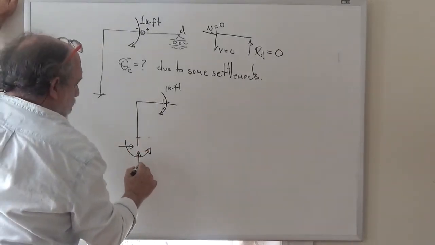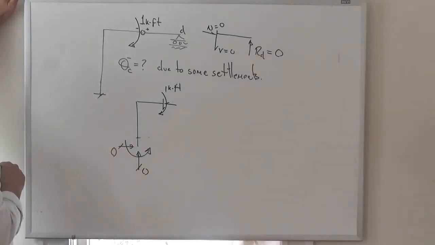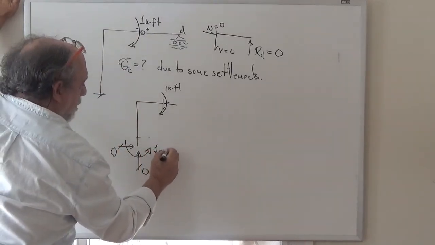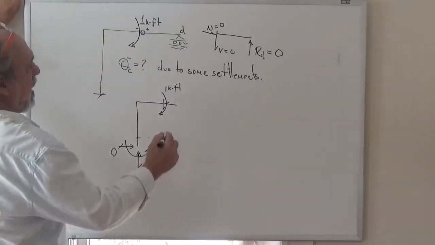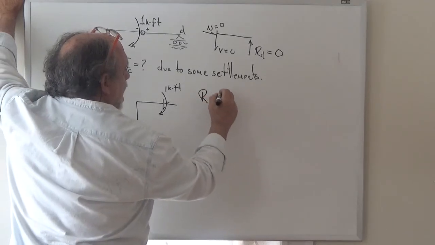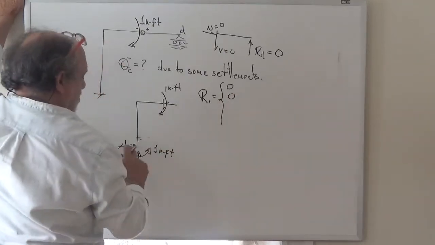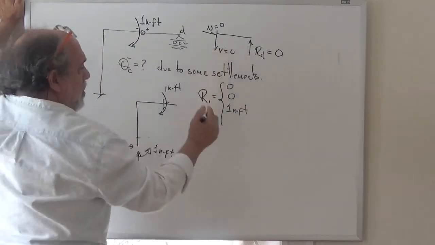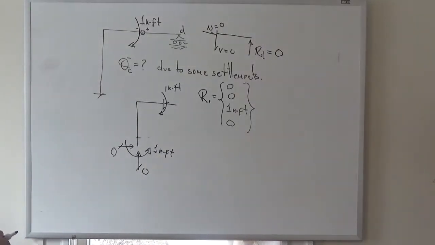So the sum of the forces in the y direction tells me that the vertical is 0, the sum of the forces in the x direction tells me that the horizontal is 0, and the sum of the moments tells me that this moment is 1 kip-foot. So just like that we finished, and we find that our reactions, listing in order: horizontal 0, vertical 0, moment, if I take that convention to be positive, 1 kip-foot, reaction on the other side 0. So those are our reactions due to the unit load, or unit moment in this case.